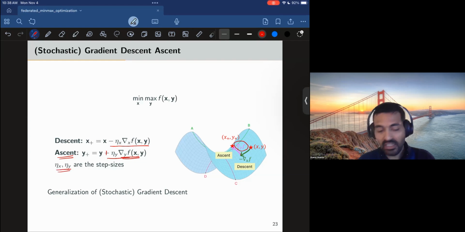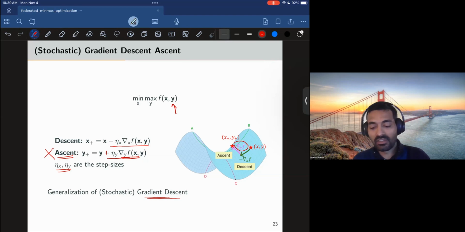Here, these eta x and eta y are the step sizes or learning rates. And as I said earlier, this is a generalization of gradient descent, because if we have a function which doesn't have any y, then this disappears and we get gradient descent, right? And if instead of gradients we have stochastic gradients, then we get stochastic gradient descent ascent.